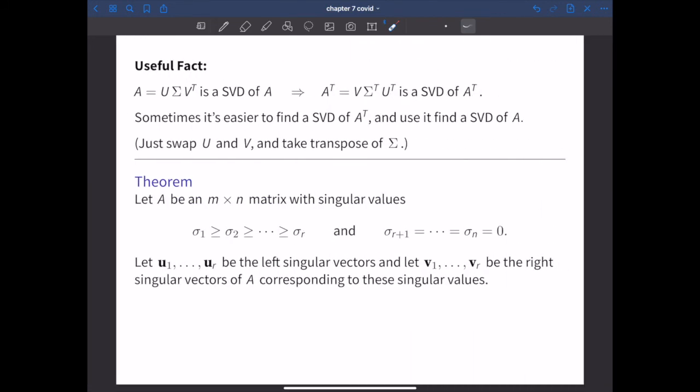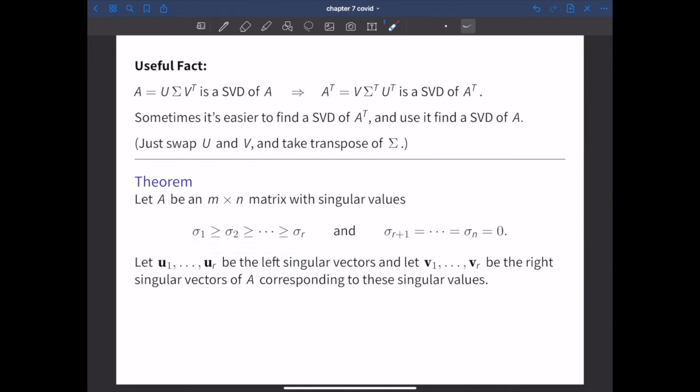Now suppose that U1 through Ur are the left singular vectors, and V1 through Vr are the right singular vectors of A, which correspond to the non-zero singular values. What this means is that U1 through Ur are the first r columns of the matrix U, while V1 through Vr are the first r columns of the matrix V. Again, we're not taking all of the columns of U or V, we're just taking the first r of them, where r is the number of non-zero singular values.